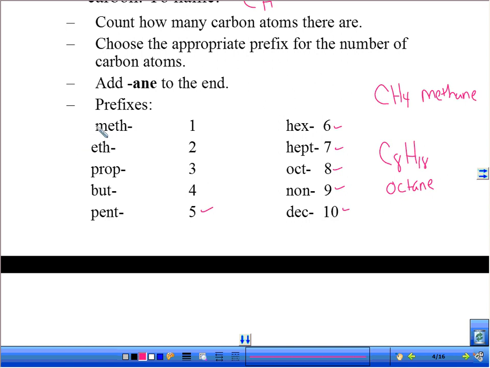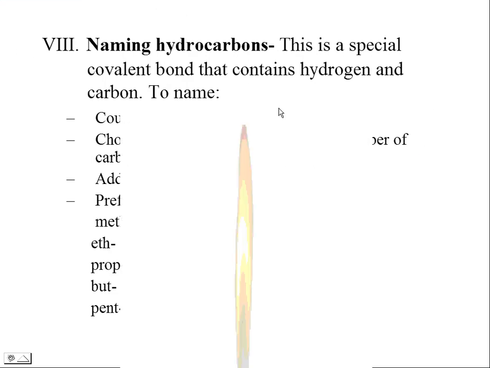So the only ones that are different are the first 4: meth, eth, prop, and but. That's 1, 2, 3, 4. So what if I said, write me the formula for decane? You know it has carbon and hydrogen. You know that it has 10 carbons. So there must be a way to figure out how many hydrogens there are. And that leads us to the next slide.